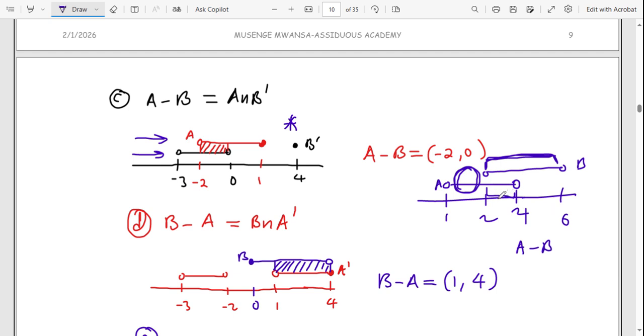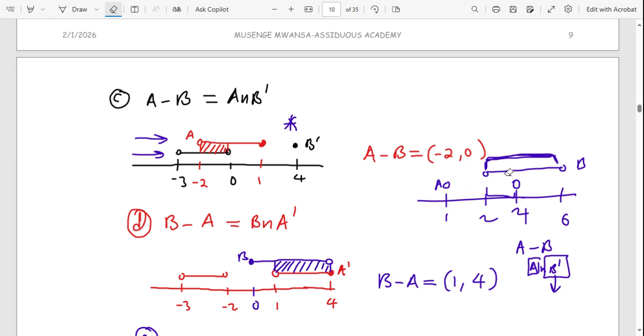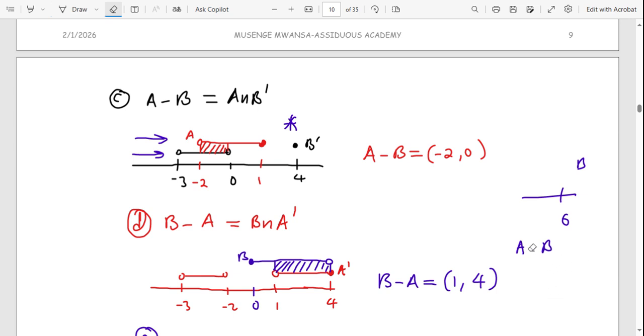But this is not what I'm using. What I'm doing is that, because A minus B means A intersection B complement, I'm first finding B complement. And then I also find A, and then I put them on the same number line. So you can use any two methods, but please best first find B complement, put it on one number line, and then also put the A, and then you work them together. I don't know if you get it. Do you understand that? Okay.